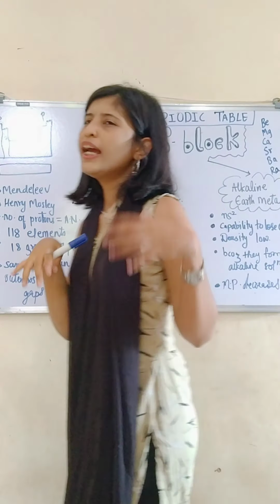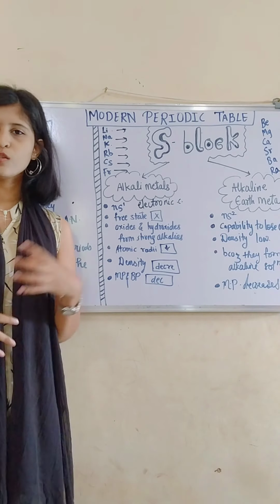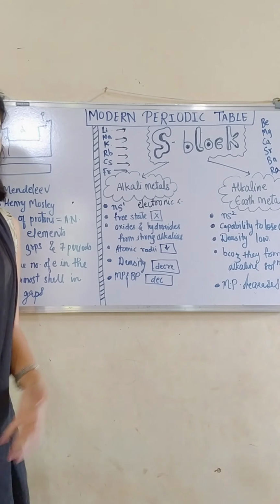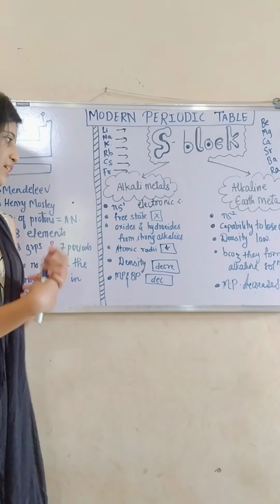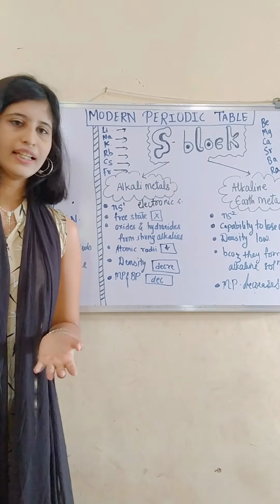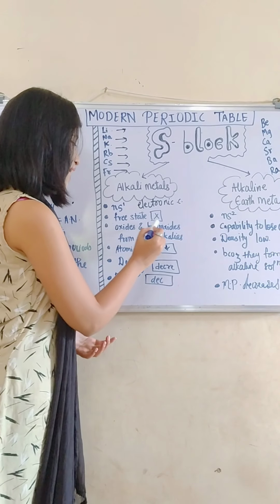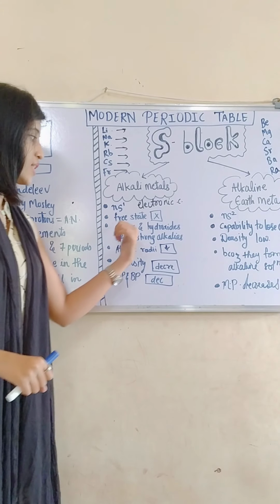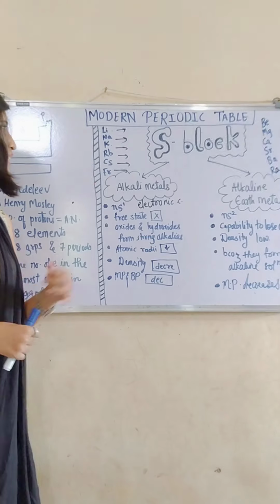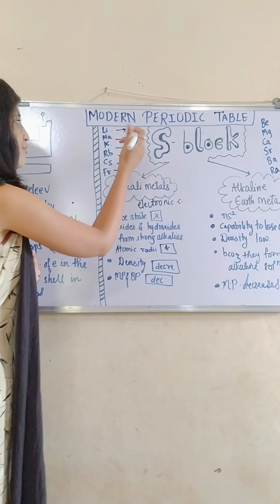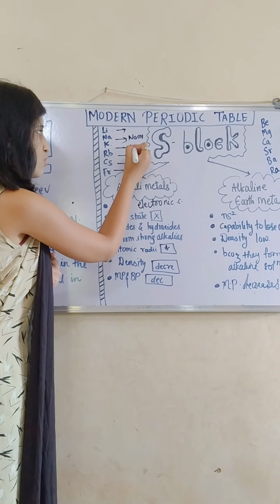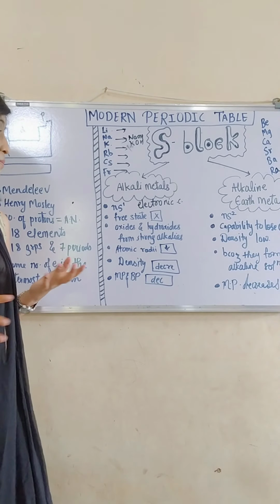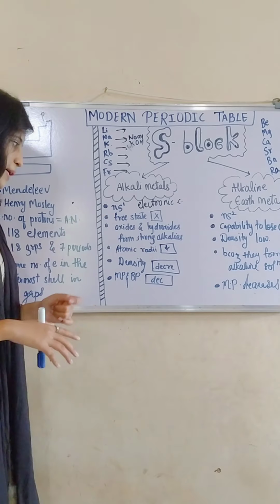Next point is, why are they called alkali metals? Why was such a name given? First of all, we call them alkali metals and alkaline earth metals, which means both are metals. But why alkali metals? Basically, they are called alkali metals because their oxides and hydroxides form strong alkalis, like NaOH and KOH, that is sodium hydroxide and potassium hydroxide. That is why they are called alkali metals.